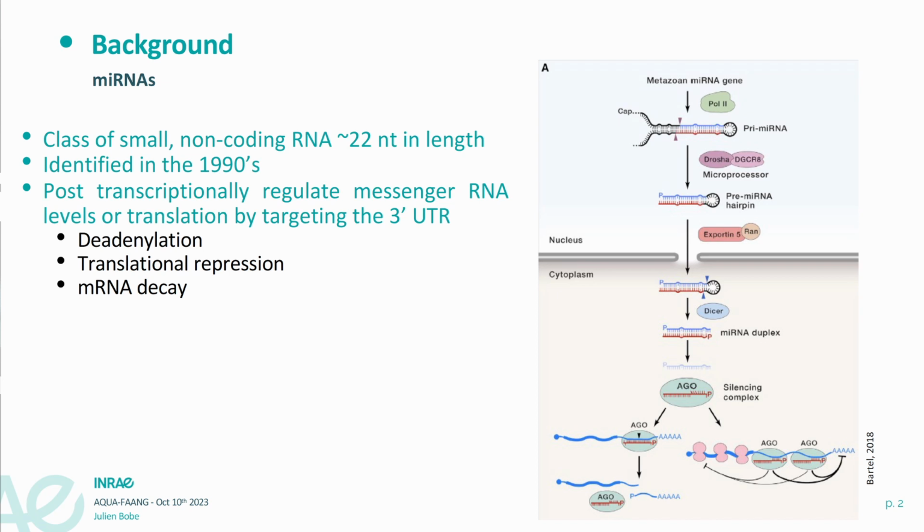As I'm sure you know, microRNAs are a class of small, non-coding RNAs of very short length, 22 nucleotides, and they act on mRNA levels. They regulate mRNA levels through deadenylation and translation repression that will ultimately lead to mRNA decay. So that's how they work.